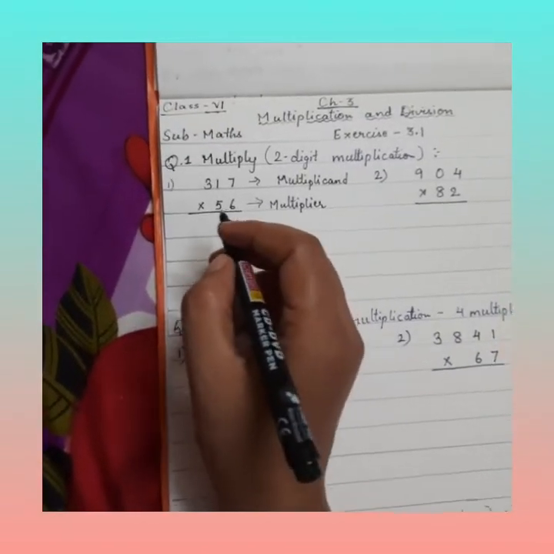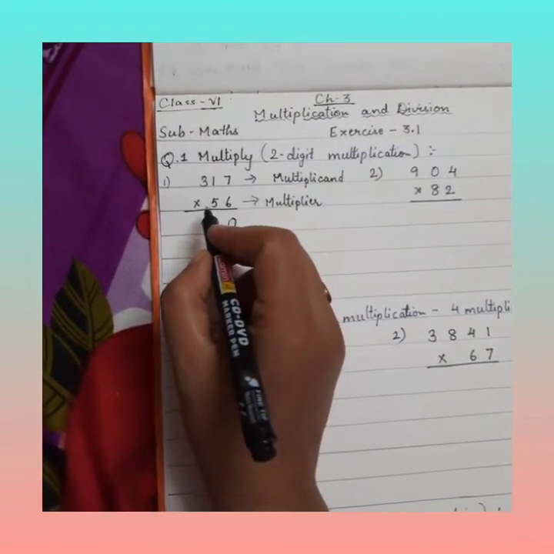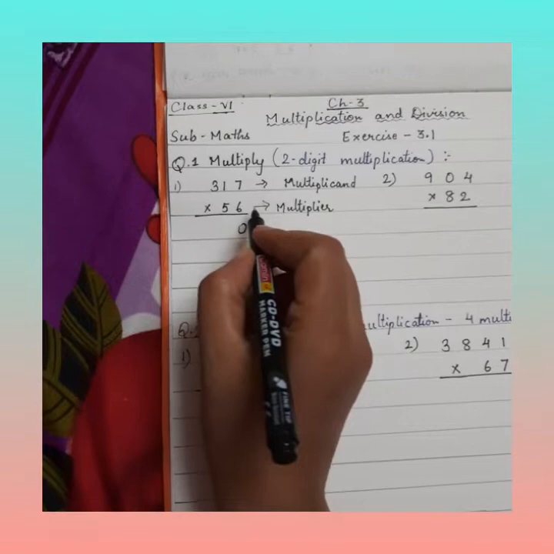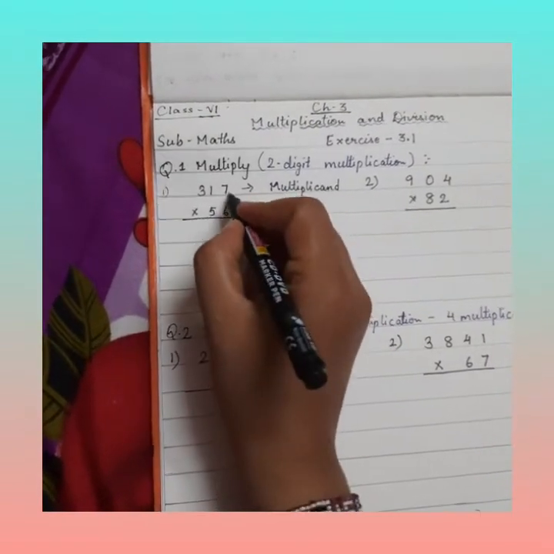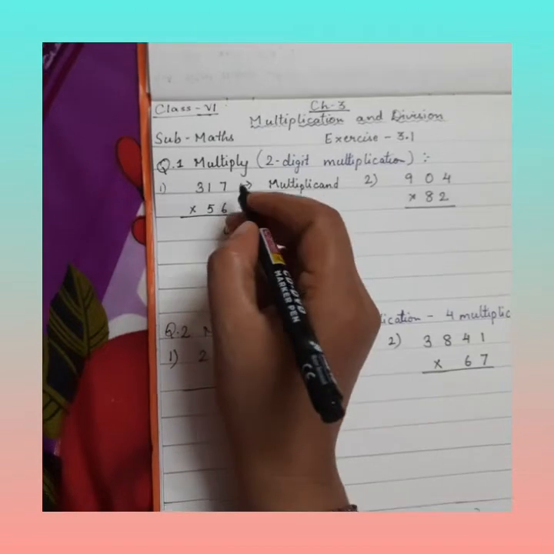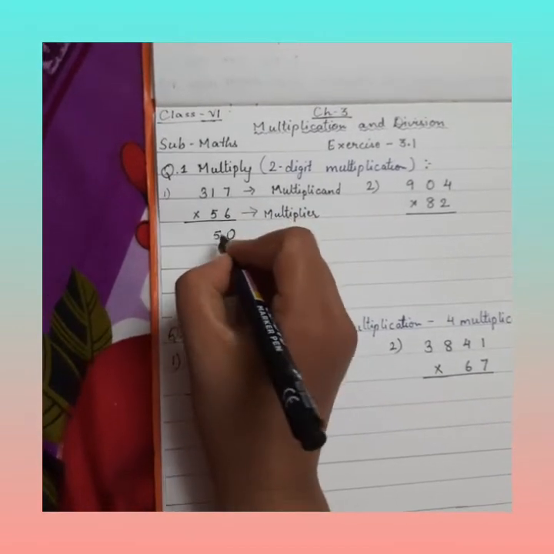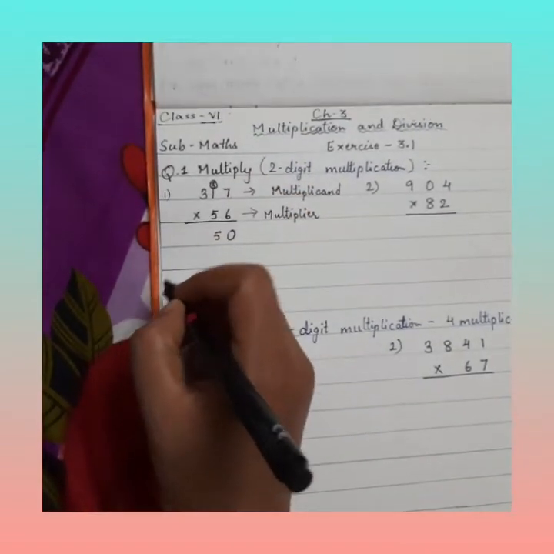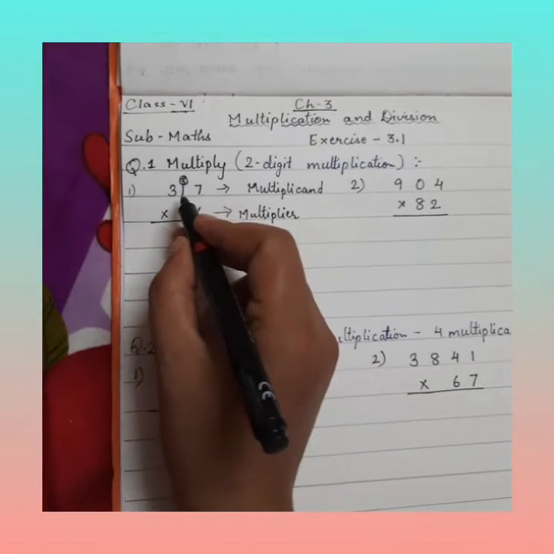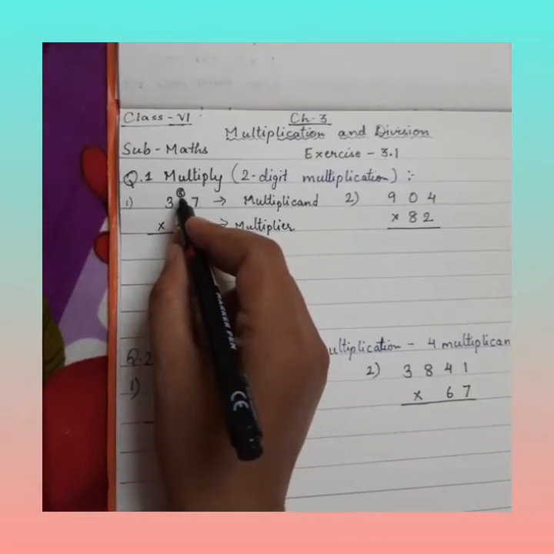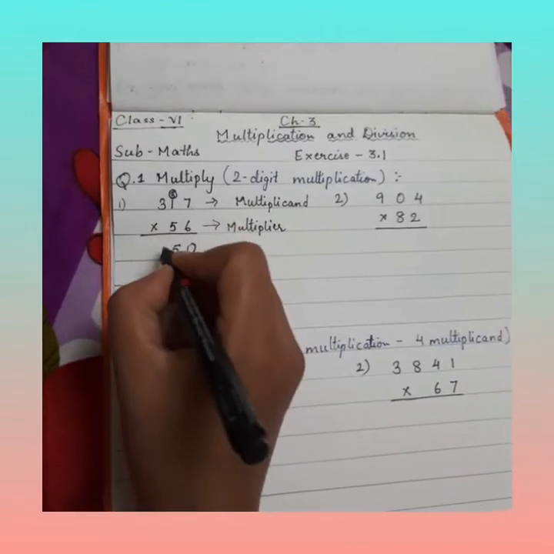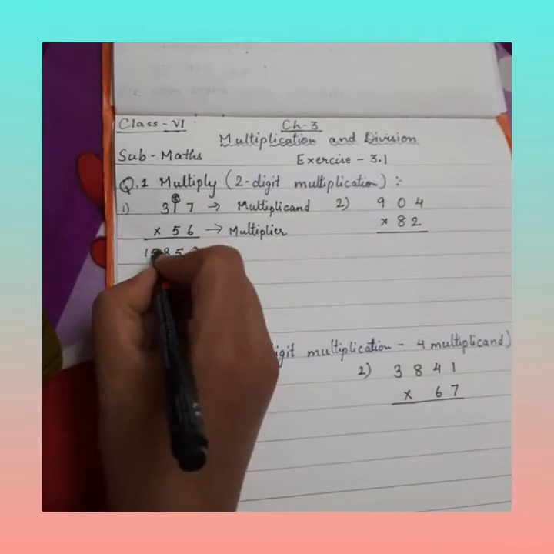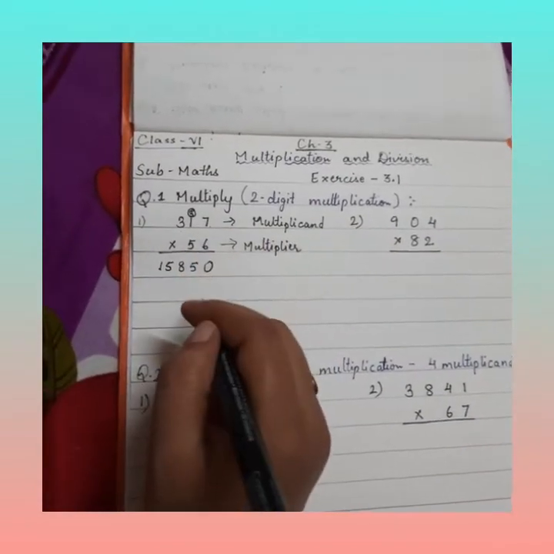So let's start, and multiplication starts from left-hand side to right-hand side. So 5 will be multiplied with the 7. 5 sevens are 35. So 5 I will write here, and 3 will be carried over. Then 5 ones are 5 and this 3 will be added. 5 ones are 5 plus 3 will be 8, and 5 threes are 15. So for the first digit I have completed the multiplication.